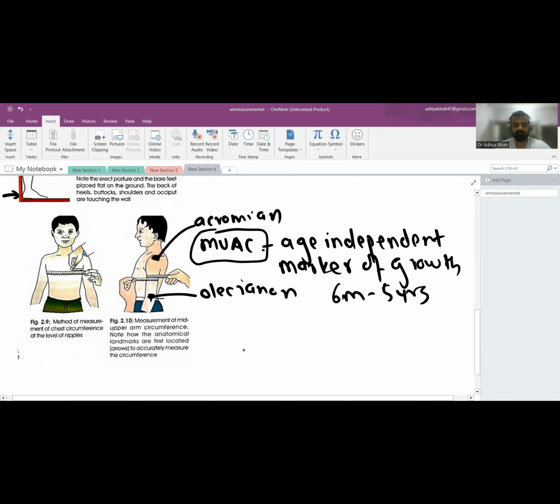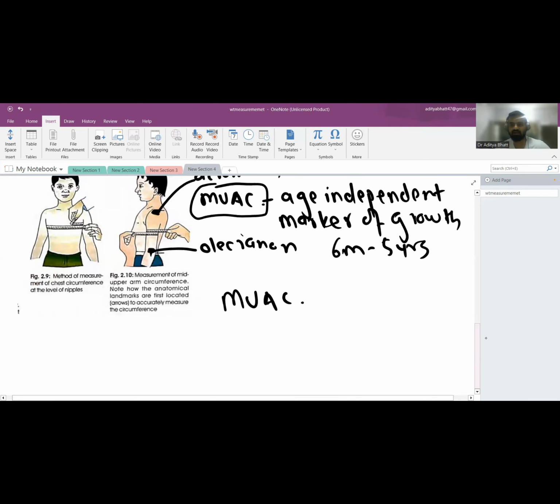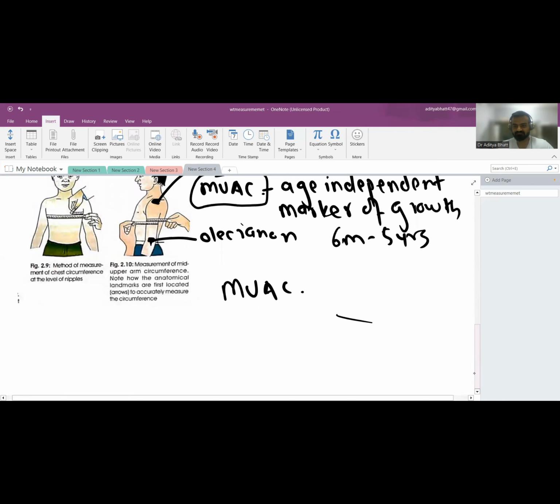We can also use the MUAC tape, the tape that usually you see, with green and red color. It is not Shakir's tape, it is the MUAC tape, and that tape may be asked as an image-based question, where is it used. So the MUAC tape is used to measure MUAC. I hope you remember that.